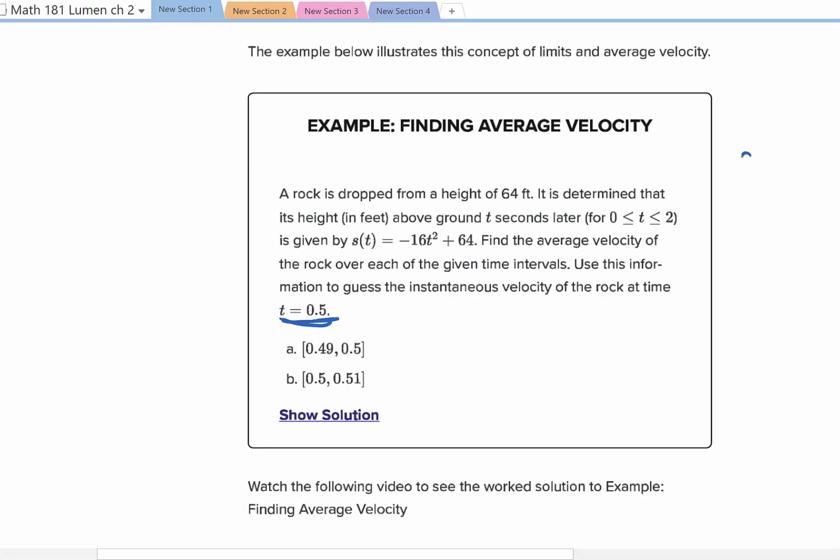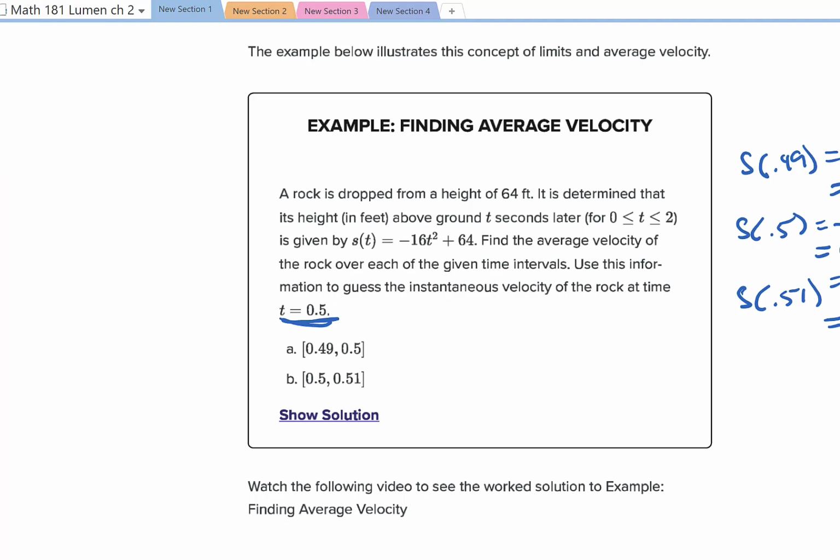So let's see, we're going to find s of 0.49. Then we'll find s of 0.5. Then we'll find s of 0.51. And this is just plugging this into a calculator. So we're looking at negative 16 times 0.49 squared plus 64, negative 16 times 0.5 squared plus 64, and negative 16 times 0.51 squared plus 64. Okay, so I have each of those values calculated out.